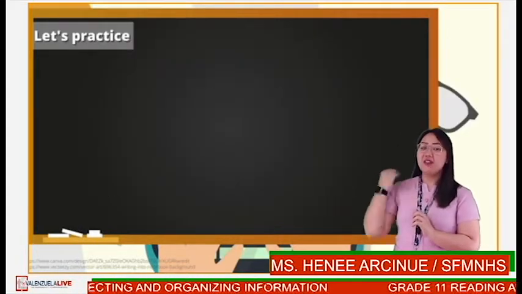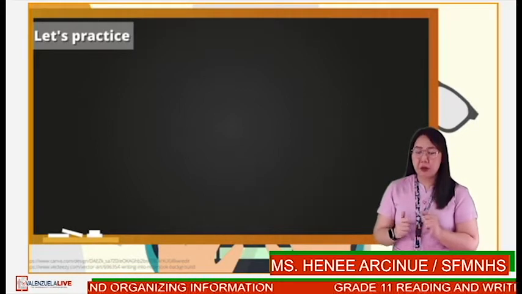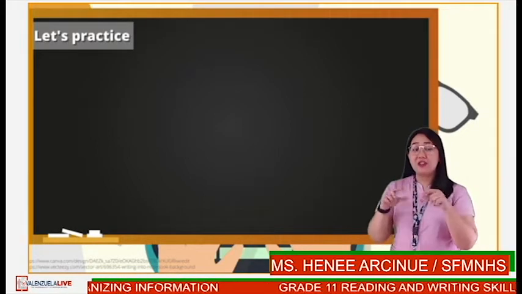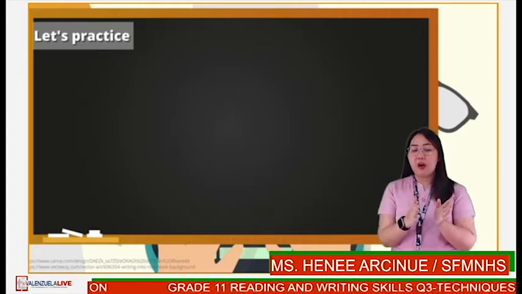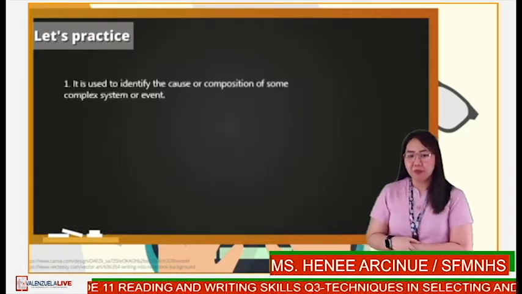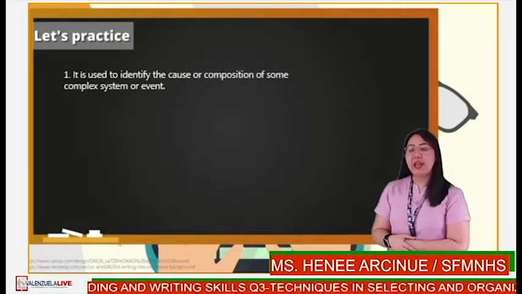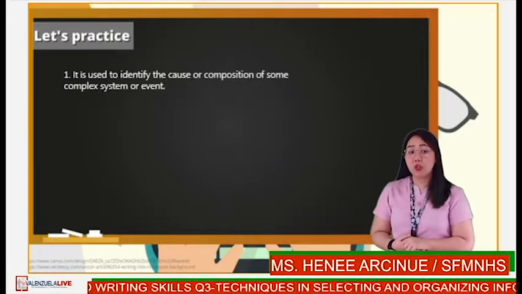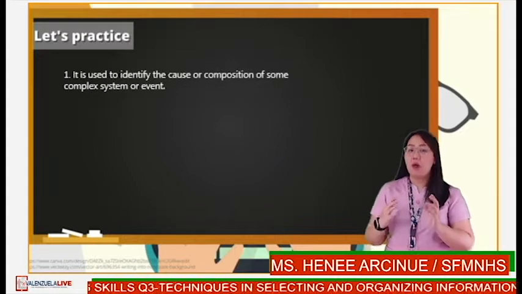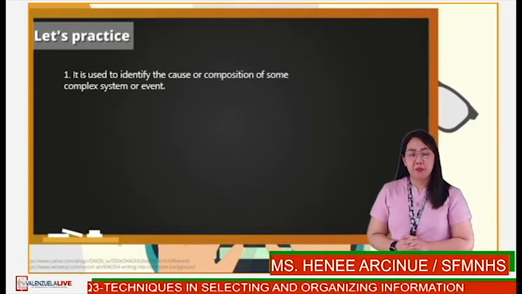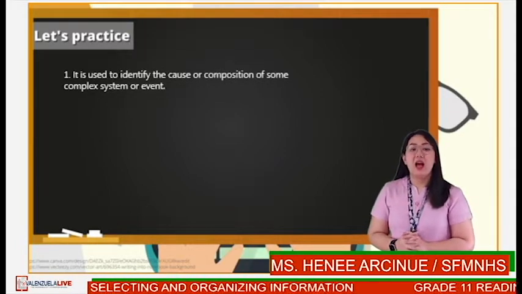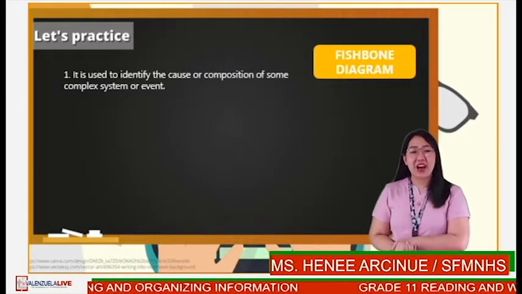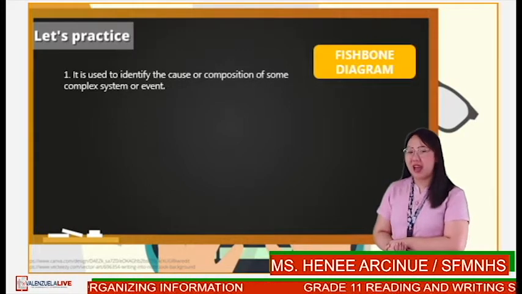Now, let us practice what you have just learned from today's session. Just comment your answer in our comment box. Just simply identify what the statement is describing. Number 1. It is used to identify the cause or composition of some complex system or event. Okay, very good. The answer is fishbone diagram.